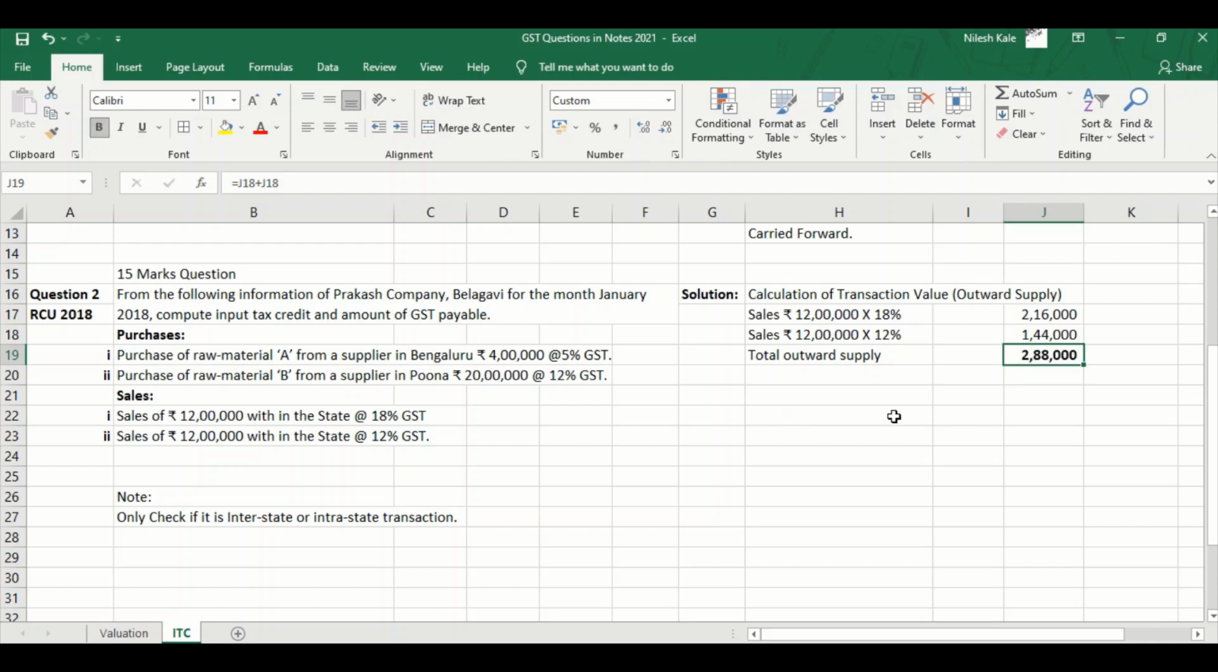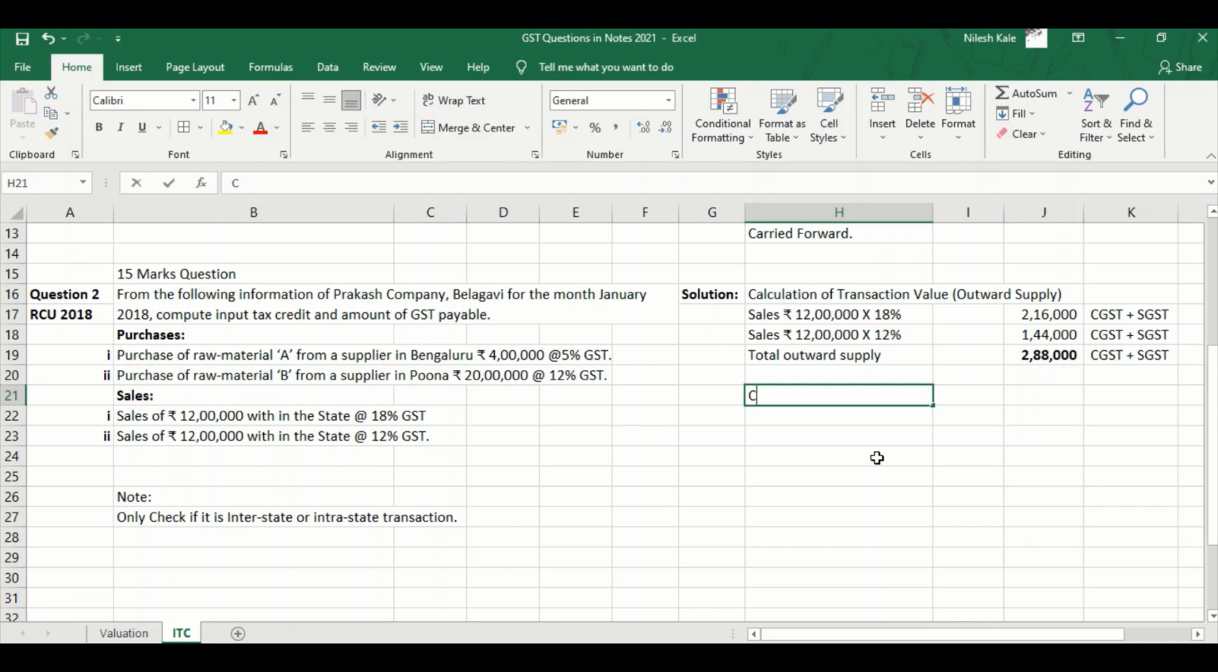Let me bold this so that we can use this figure later. Look at this question. It is within the state. This is within the state 18%. 12% is also within the state. So I will write here CGST plus SGST is applicable. Here also the same thing is applicable, and therefore the total will also be the same, right? CGST plus SGST. This is only for your reference. Do not write this into examination. This is the step 1. We have calculated outward supply.